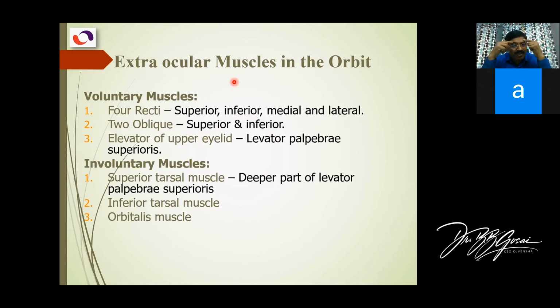And one of the muscles moves the eyelid, which we have already discussed, but I am still mentioning it here: that is the levator palpebrae superioris. So these are the extraocular muscles. There are 4 recti: superior, inferior, medial, and lateral. 2 oblique muscles, superior oblique and inferior oblique, and 1 levator for the upper eyelid, the levator palpebrae superioris. The involuntary muscle, which is not under our control, is the deep part of the levator, which is the superior tarsal muscle, also known as Muller's muscle.